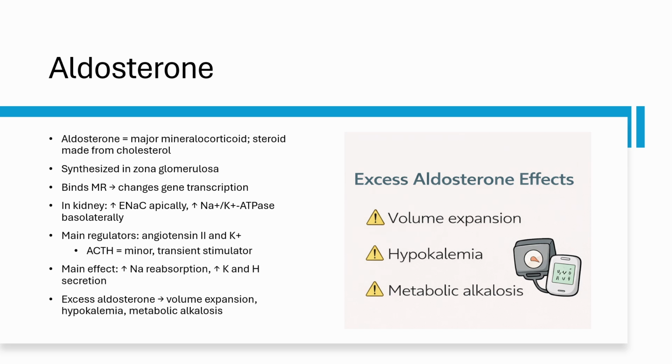Aldosterone's main purpose is to increase sodium reabsorption in the late distal tubules and collecting ducts, while increasing excretion of potassium and hydrogen ions. This means if we have an excess of aldosterone production, it can lead to sodium retention, volume expansion, and potentially hypokalemia and alkalosis.